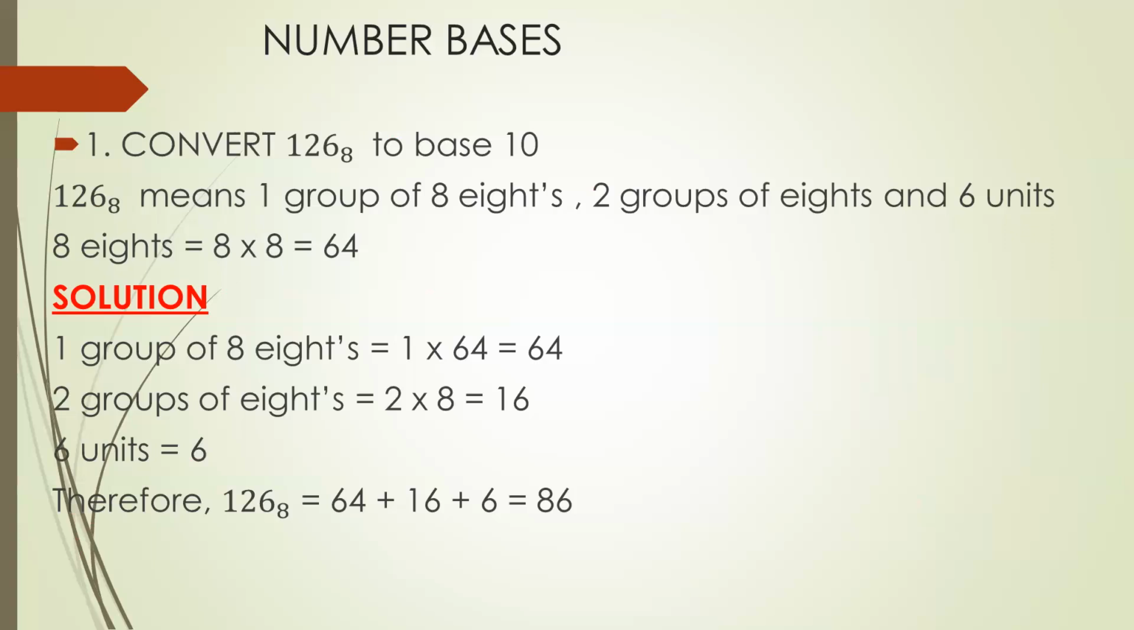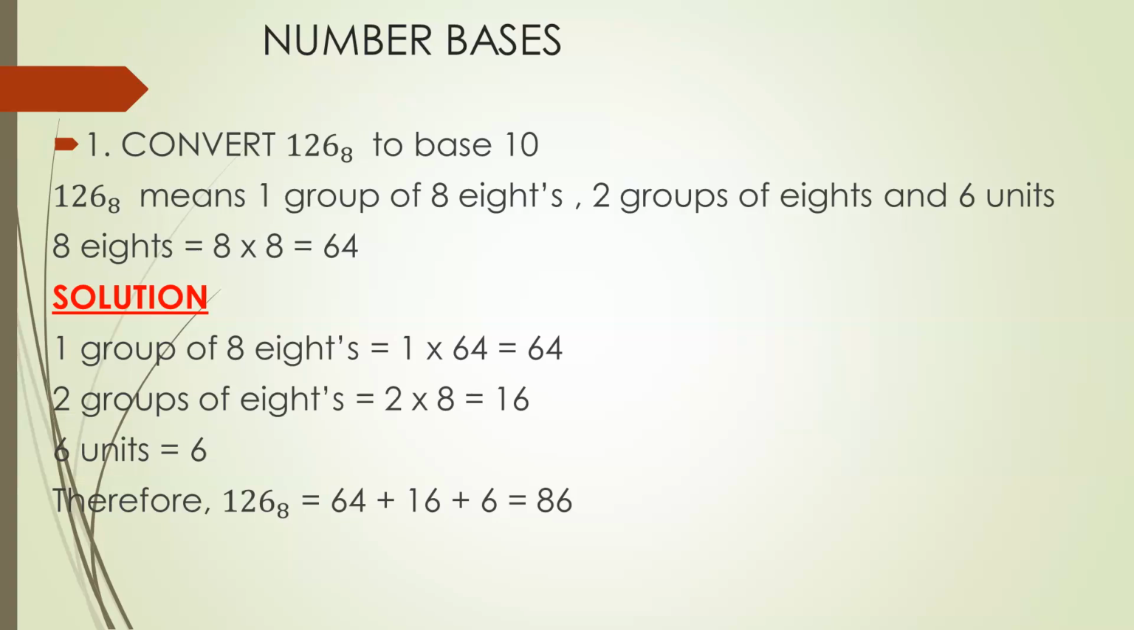126 base 8 to base 10. So it's very simple though. It's nothing difficult. If these are in base 8, this is in 8s. So the 126 will mean one group of 8 8s, 2 groups of 8s, and then 6 singles, right? So the 1 here is going to give you 1 of 8 8s. So 8 8s is what? 64. So the one group of 8 8s is what? In 64s, right? So that will be 1 times 64, 64, right?